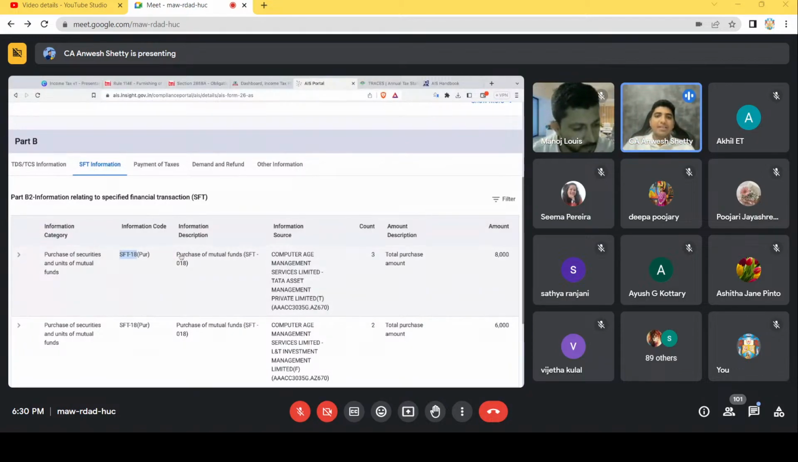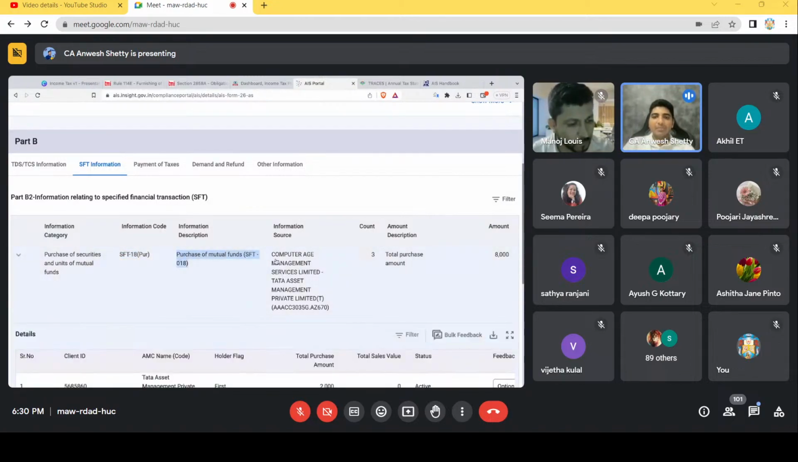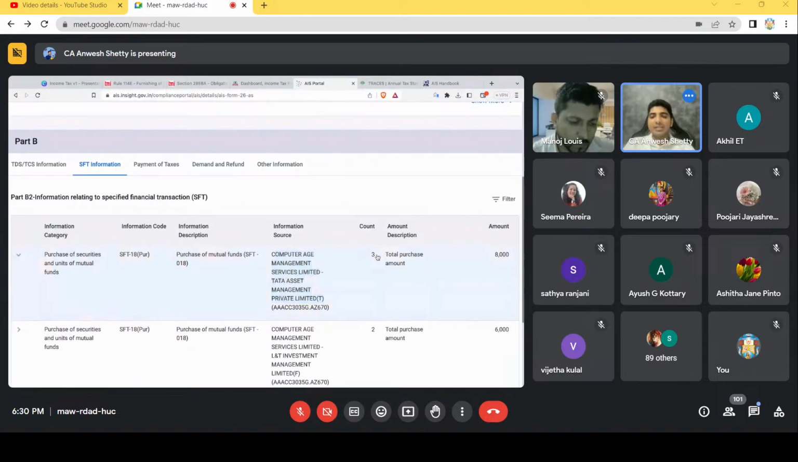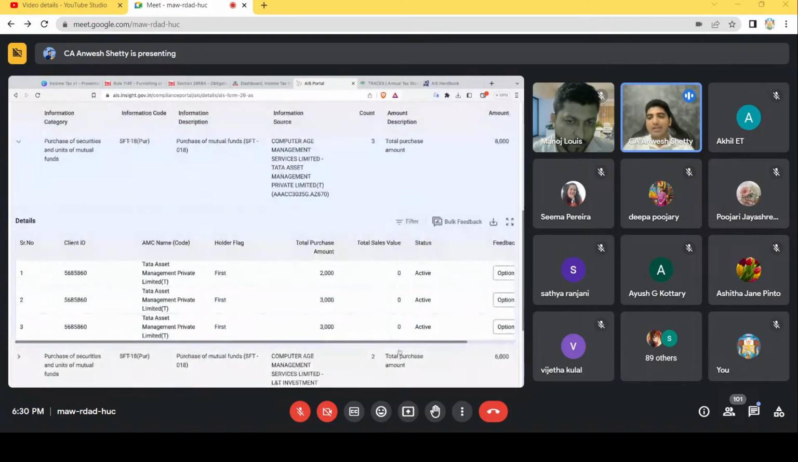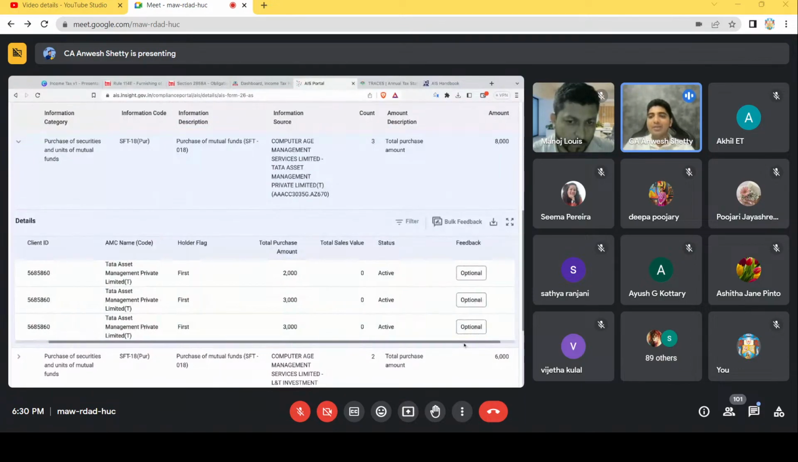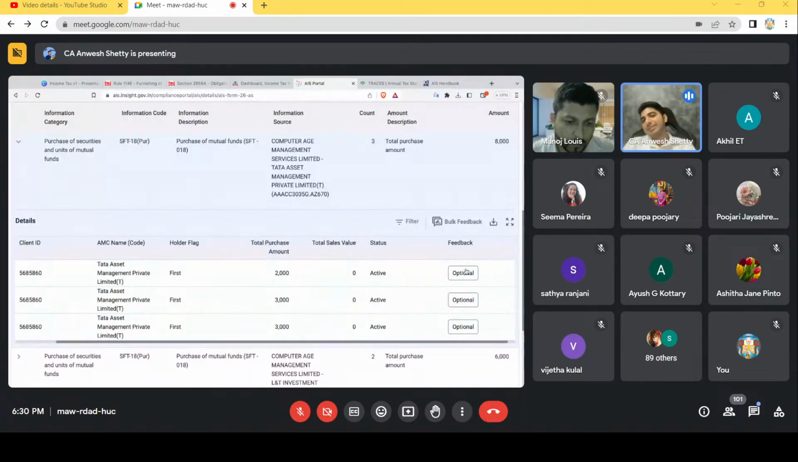There is a description. They are saying that this is a purchase of mutual fund that I have done. And then they're talking about it is coming from a computer age management system, that is CAMS Limited, Tata Asset Management Private Limited. There are 3 times that I have purchased. They're also showing that this is 3,000 rupees, 3,000 rupees, 2,000 rupees, a total of 8,000 rupees of investment that I have made. And here also I can come and give the feedback saying whether I agree with this or not.